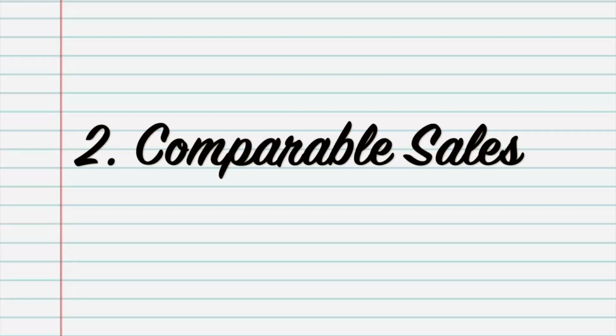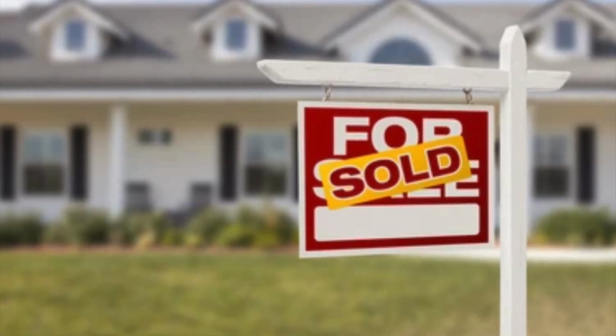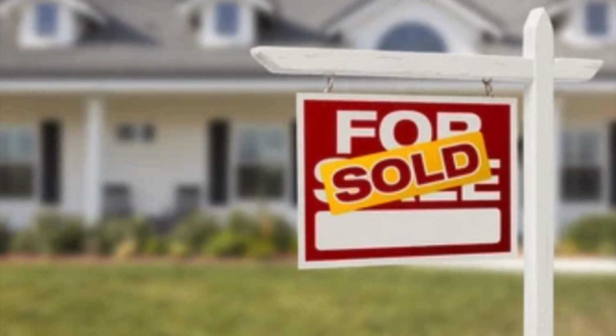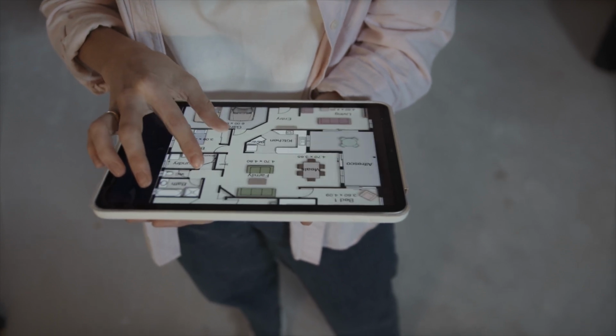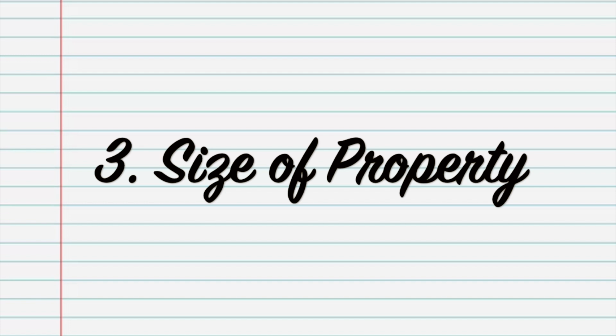Number 2 is comparable sales. This feeds off of location because your comparable sales you're going to be looking at are within a 1-mile radius of your subject property. You're going to be looking at properties that have the same bed, bath, and square foot and that have been sold as recent as the last 3 months, but anywhere up to a year is acceptable for a comparable property. Next, number 3 is the size of that property.